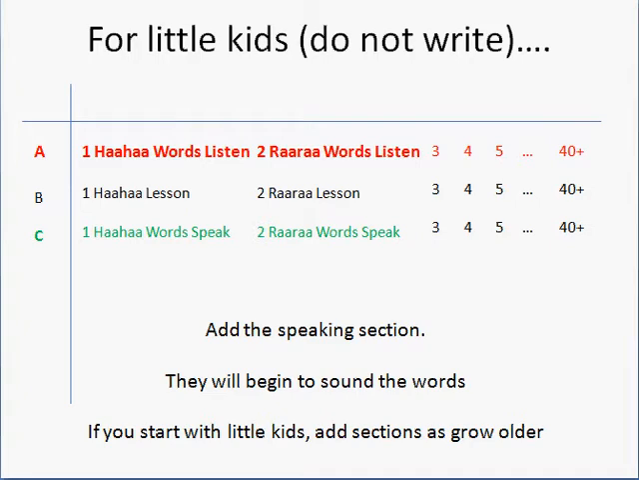They get some great practice. They'll begin to sound out the words. You can help them with their pronunciation. And remember, if you've got little kids, you can start with the series A, and as they grow older, add the other sections. So the neat thing about these lessons is that they actually grow with your kids, and you can use these over multiple years.